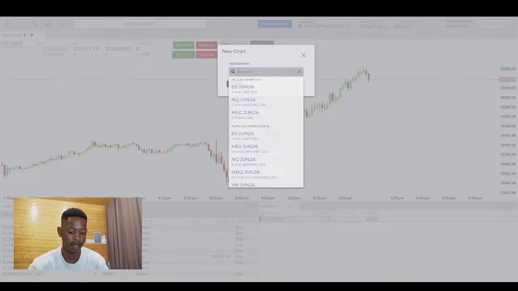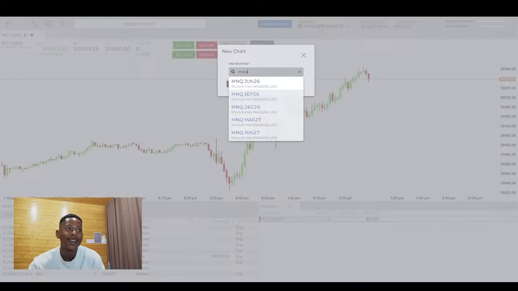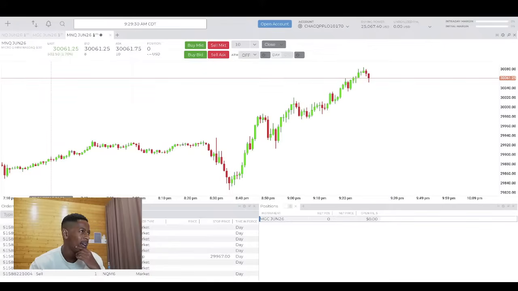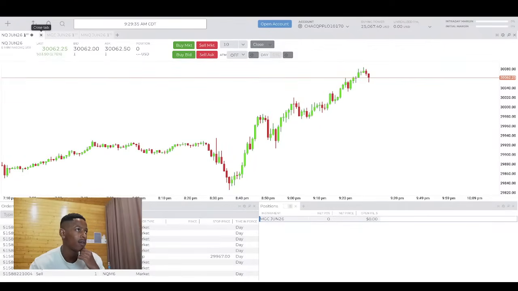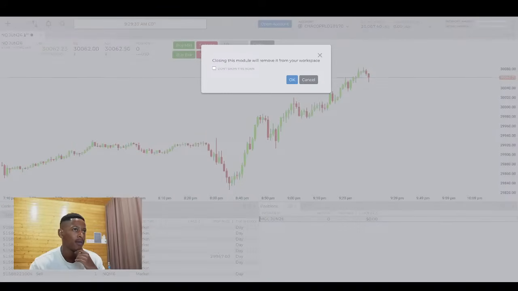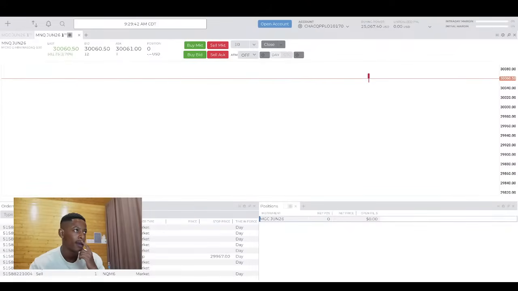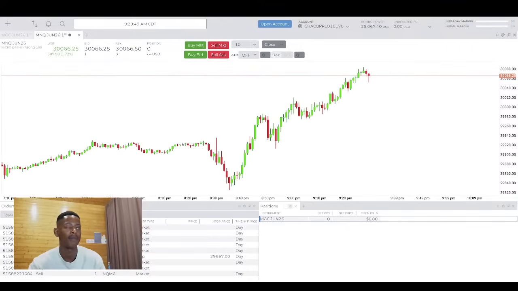MNQ. This is the one, bro. Yes. Oh, so it's the micro E-mini. I was on the E-mini, not the micro. Makes sense. Okay, so let's get back to the MNQ. MGC is the micro gold futures, and this MNQ is the micro E-mini Nasdaq. So let's go back to Nasdaq now that we're back on track.